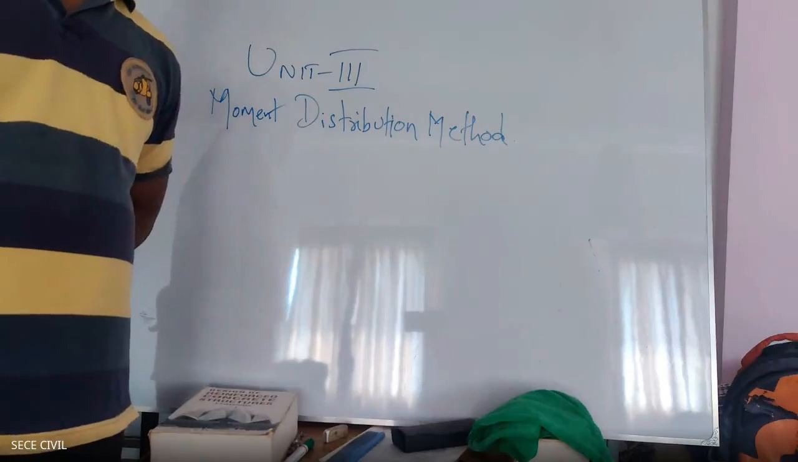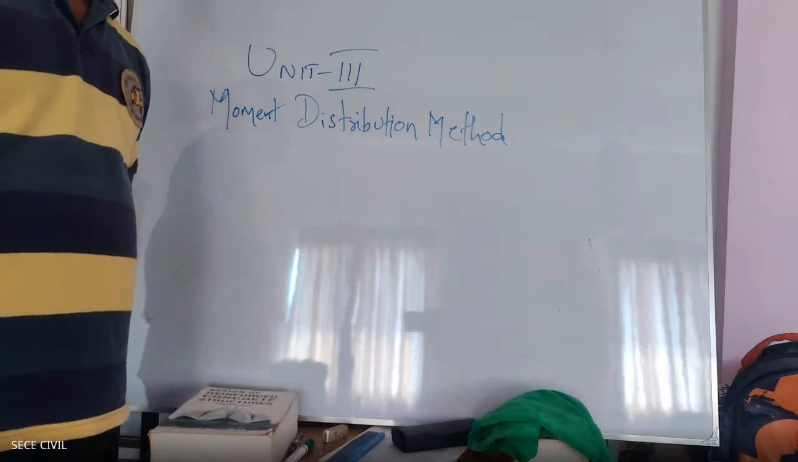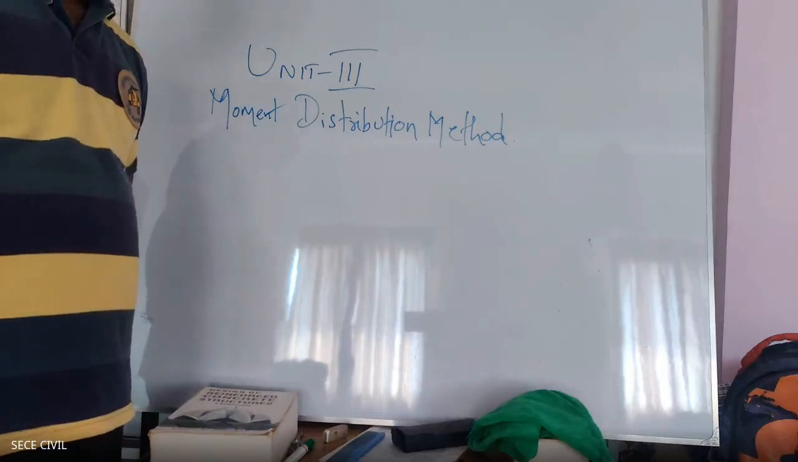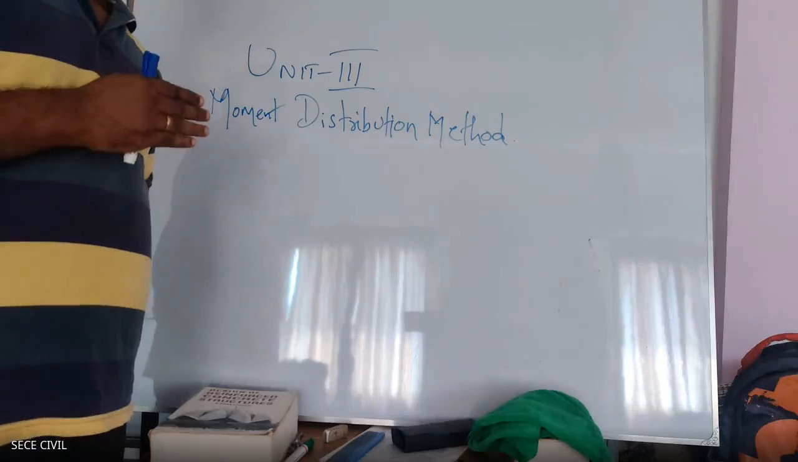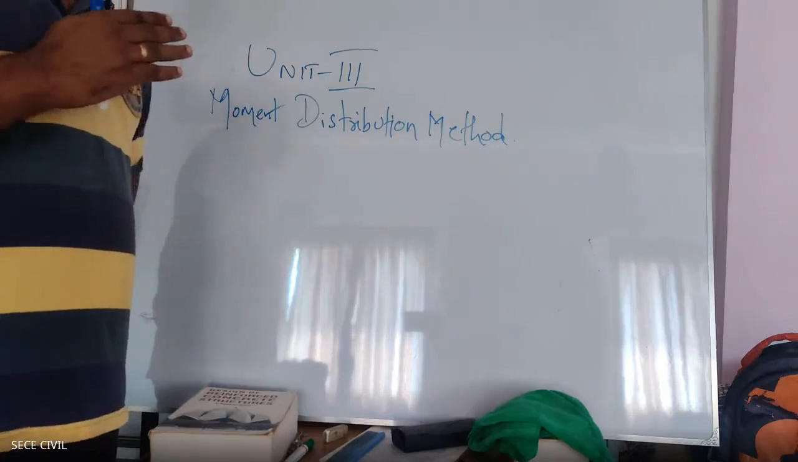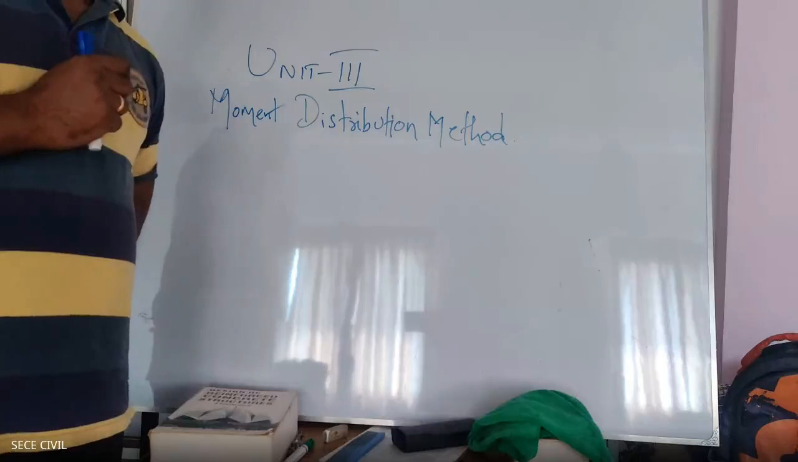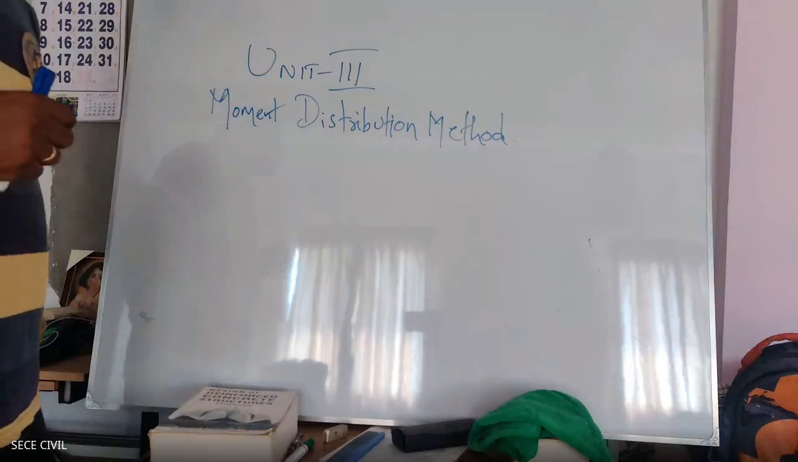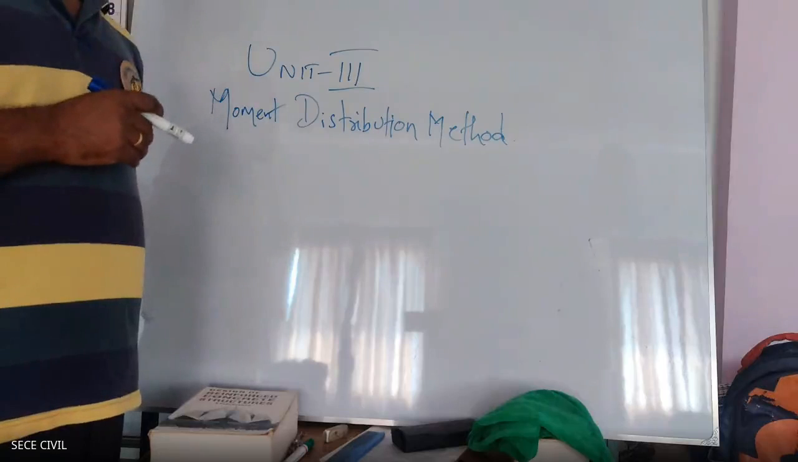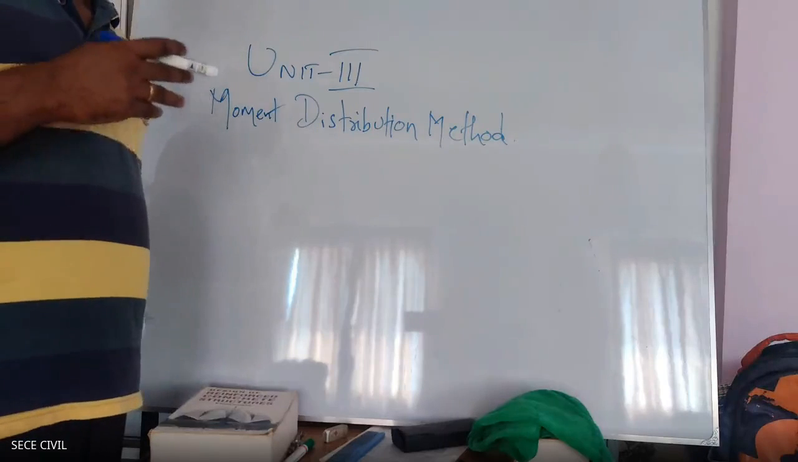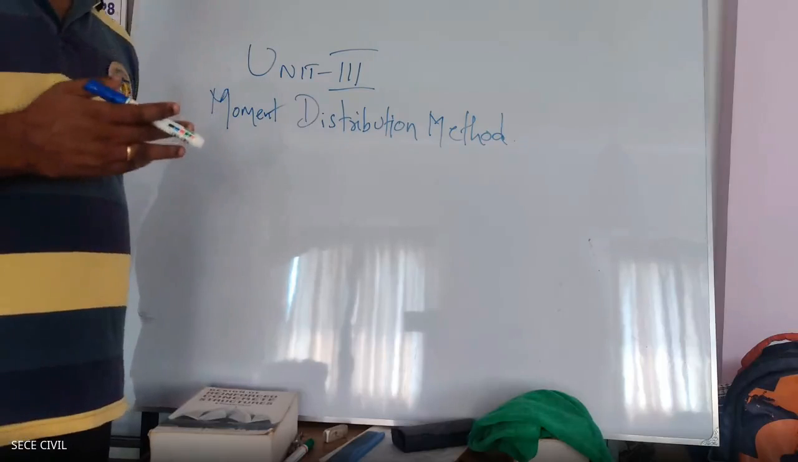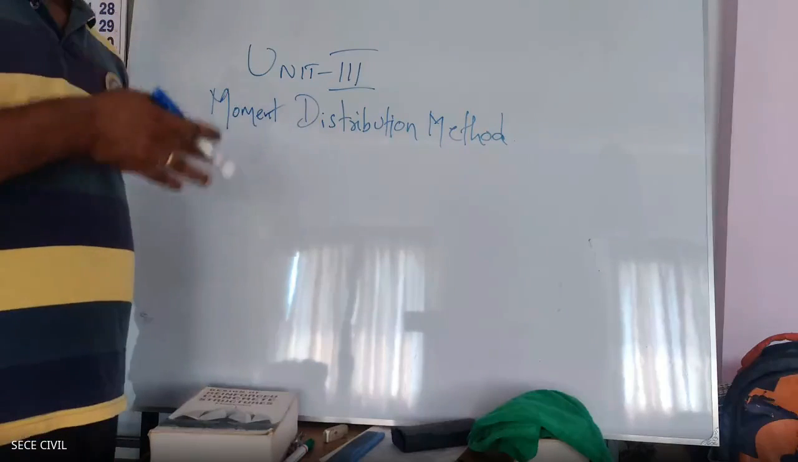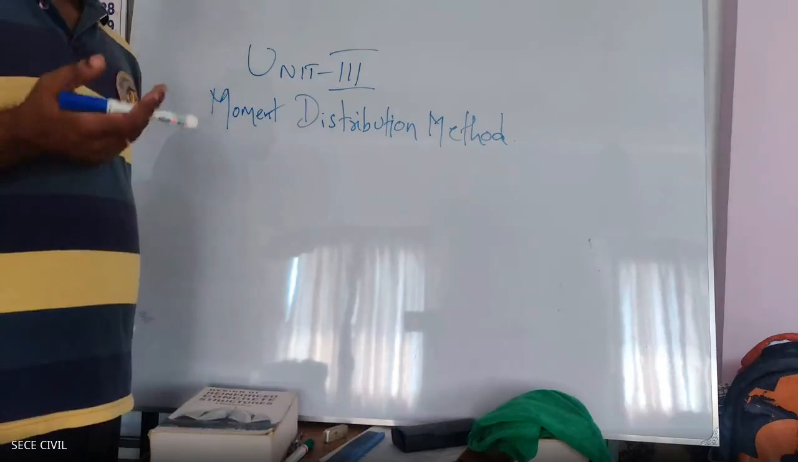Yesterday we started unit three. Unit three is the moment distribution method. We saw the technical terms in unit three. First of all, can you hear me? Still, Kritika? Yes, sir. Okay. So we saw the technical terms: fixed end moments, carryover factor, stiffness, and distribution. There are four technical terms in the moment distribution method. Please recall that.